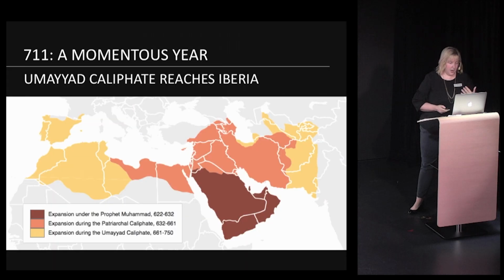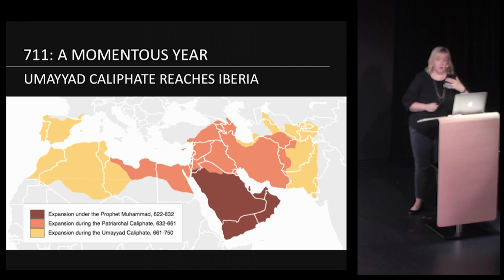But then we have a momentous year, 711. Easy to remember for the Americans, 711. The Arab and Berber troops that were moving across northern Africa, they crossed at the Straits of Gibraltar and moved into Spain. Now, from this map, you can see the expansion of Islam, starting off, of course, in Saudi Arabia and moving very quickly. Look at these dates, 622, 632, 661.